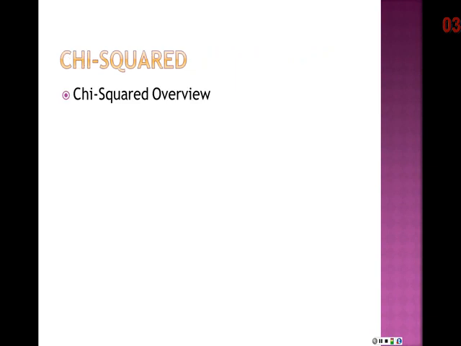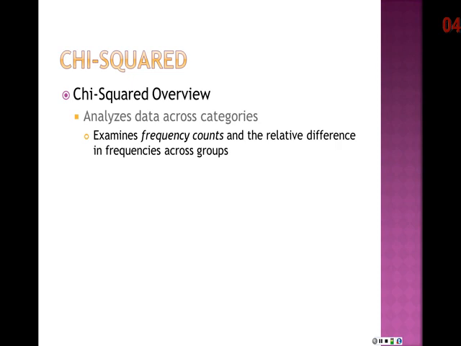So let's look at Chi-Squared. Let's take an overview of Chi-Squared. So Chi-Squared is similar to what we've seen before, but there are some significant differences here. What Chi-Squared does is it analyzes data across categories. So while the previous statistical tests we've been looking at have been looking at the means and the difference in means, the Chi-Squared looks at the difference in frequencies, or the relative difference in frequencies across groups.